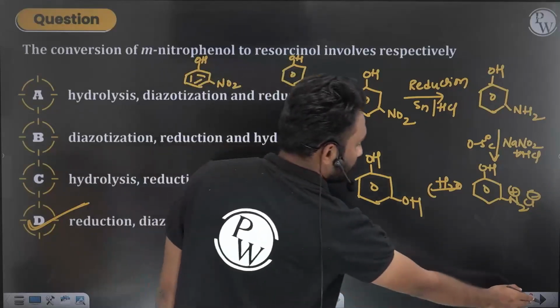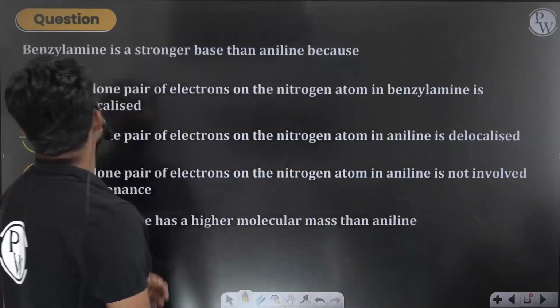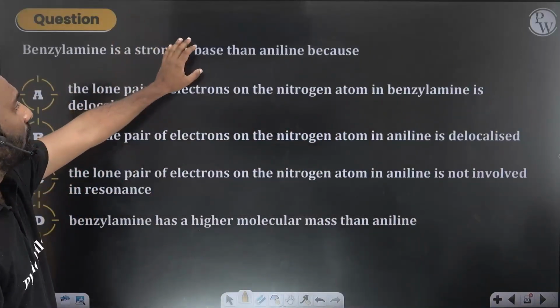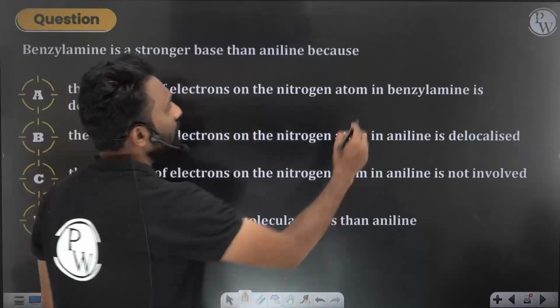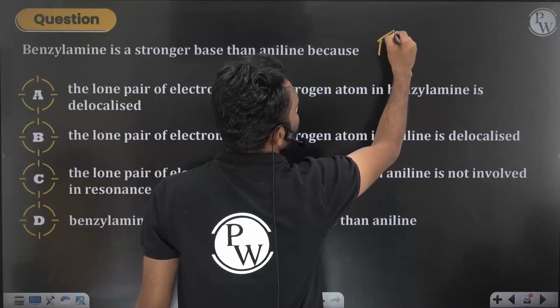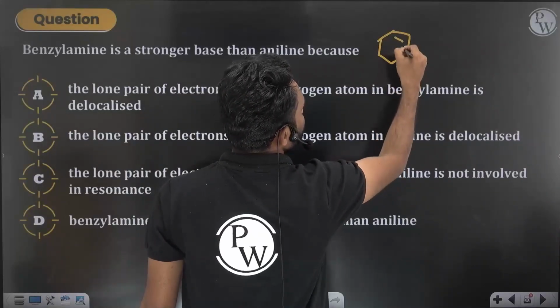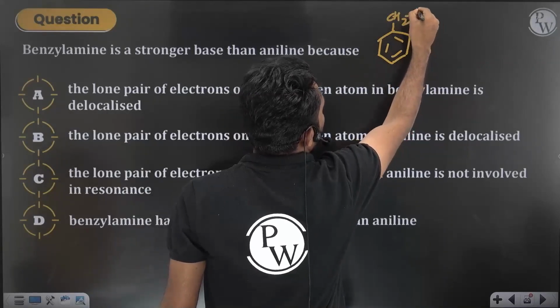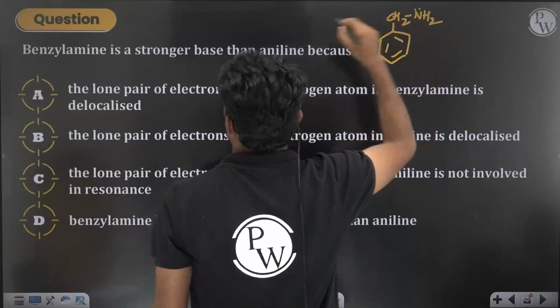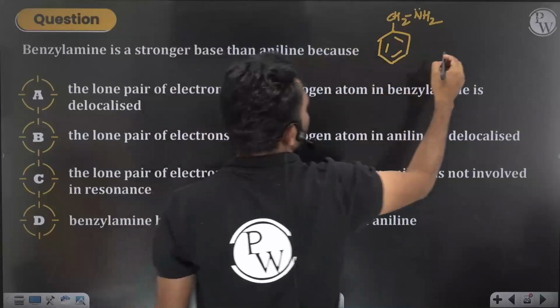Next. Benzylamine is a stronger base than aniline because of. See here, this is the benzylamine. It is a stronger base than the aniline.